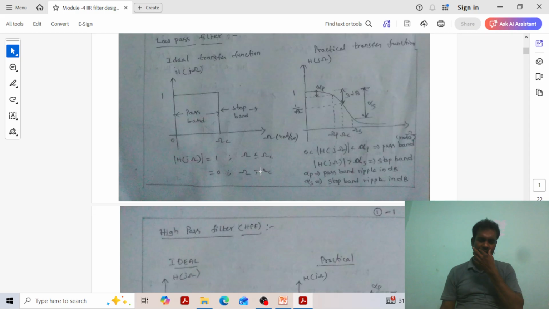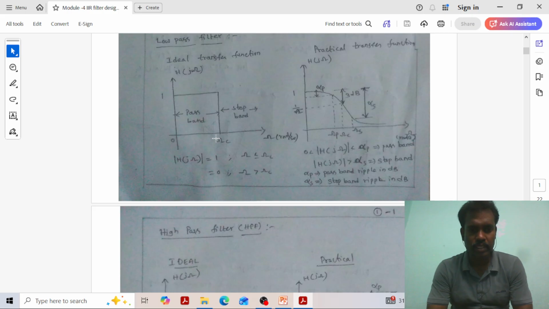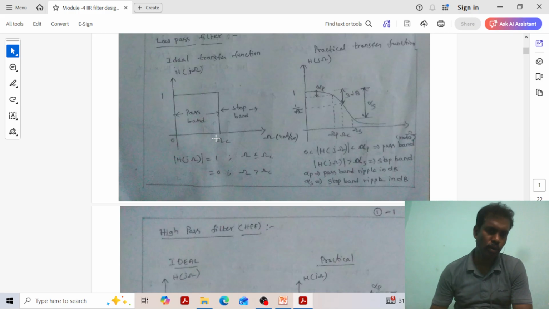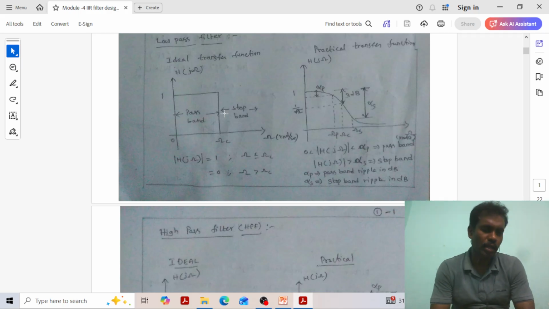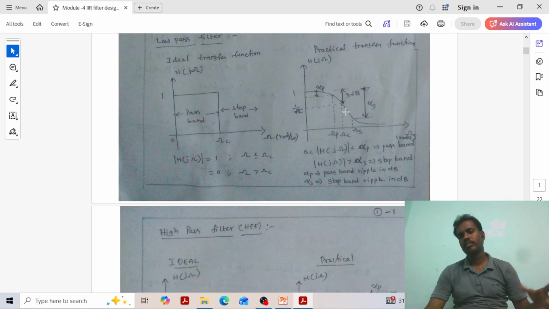Ideally it is possible to switch at a sharp frequency from high to low, that is 1 to 0. The transfer function can be sharply changed at omega c. But practically, if you design a filter, it cannot achieve this sharp transition from pass band to stop band. It cannot be possible. Practically, it needs some time to change from pass band to stop band. Slowly, gradually, it will decrease to 0.